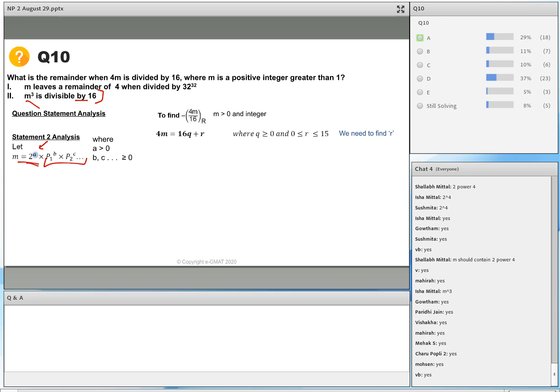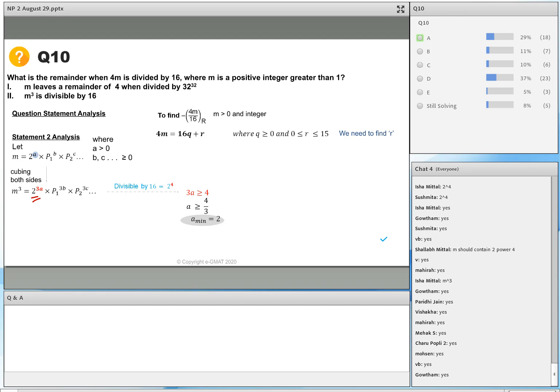Right? Okay. If m contains 2 to the power a, if I cube both these sides, m cube would contain 2 to the power 3a. Is it clear up till this point? M cube would contain 2 to the power 3a if m contains 2 to the power a. Is this clear up till this point? Perfect. If it is, let's look at the next part.